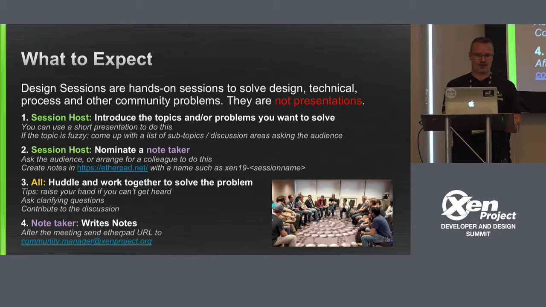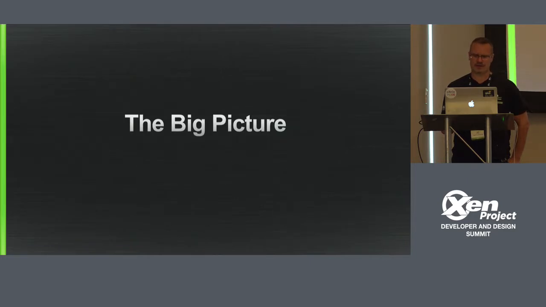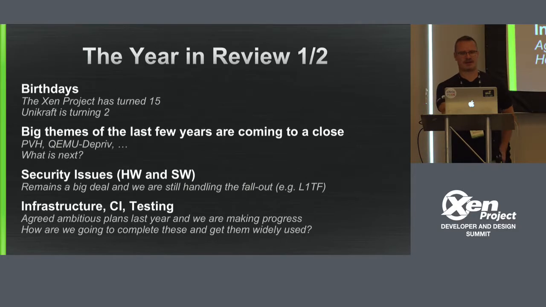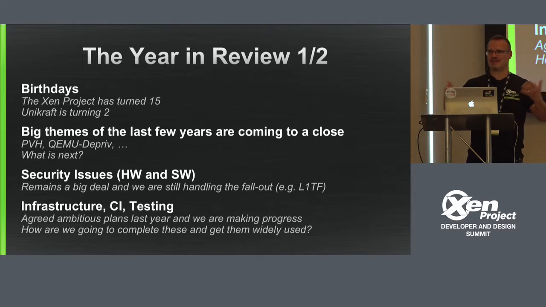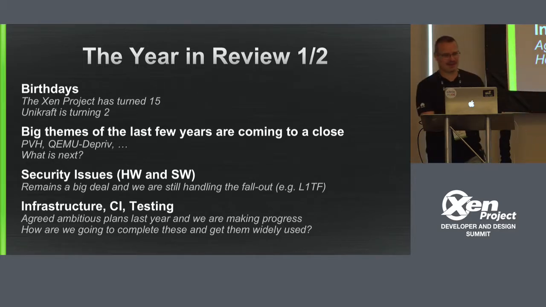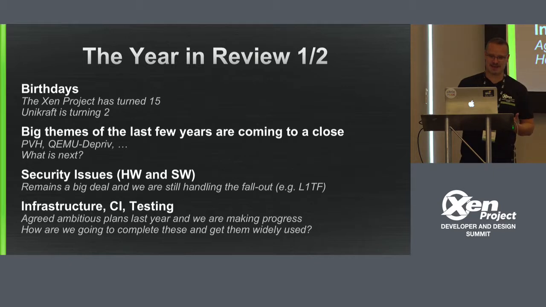Let me do my usual thing and give you a community roundup. So I wanted to look at some of the big picture items which happened in the last half year, and then look at some of them in a little bit more detail. So actually, we had 2 birthdays last year. The Xen Project actually turned 15. So we are slowly becoming adults, I guess, still in a teenager phase.